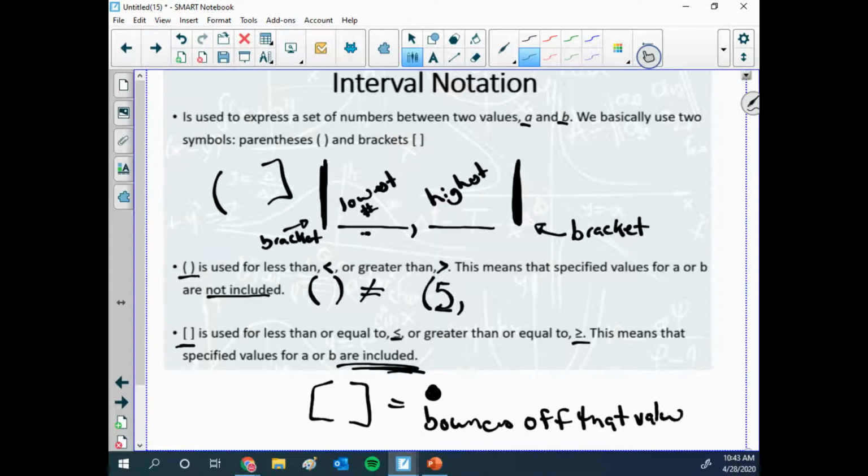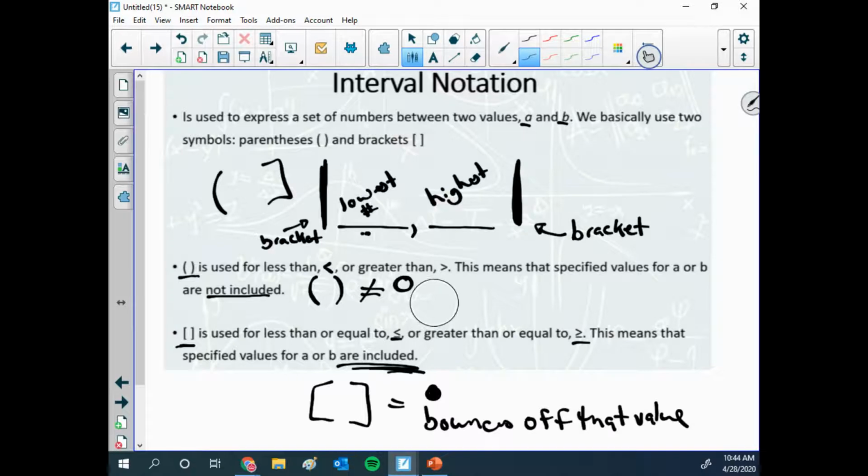Okay. And just to go back up, a curved bracket means we cannot equal that number, which would be like an open dot. And there's another reason we'll use curved brackets that I'm going to talk about here in a second.